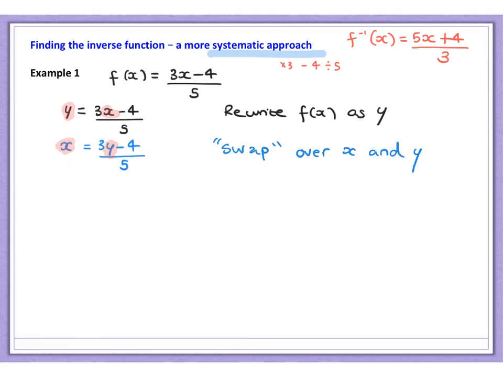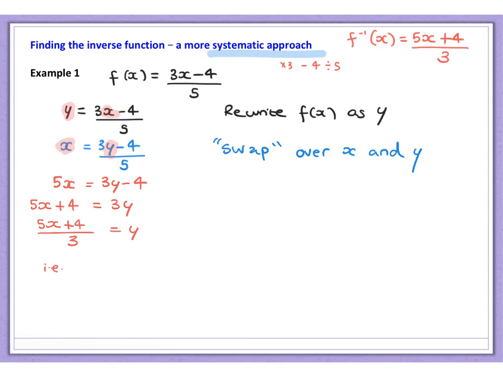We're now going to change the subject of this formula so that y is the subject, i.e. so that the format of the formula is y equals. So we'll multiply it by 5 first of all. So we have 5x equals 3y minus 4. Add the 4. 5x plus 4 equals 3y. And then divide by 3. So (5x plus 4) over 3 equals y. And y is our inverse function.